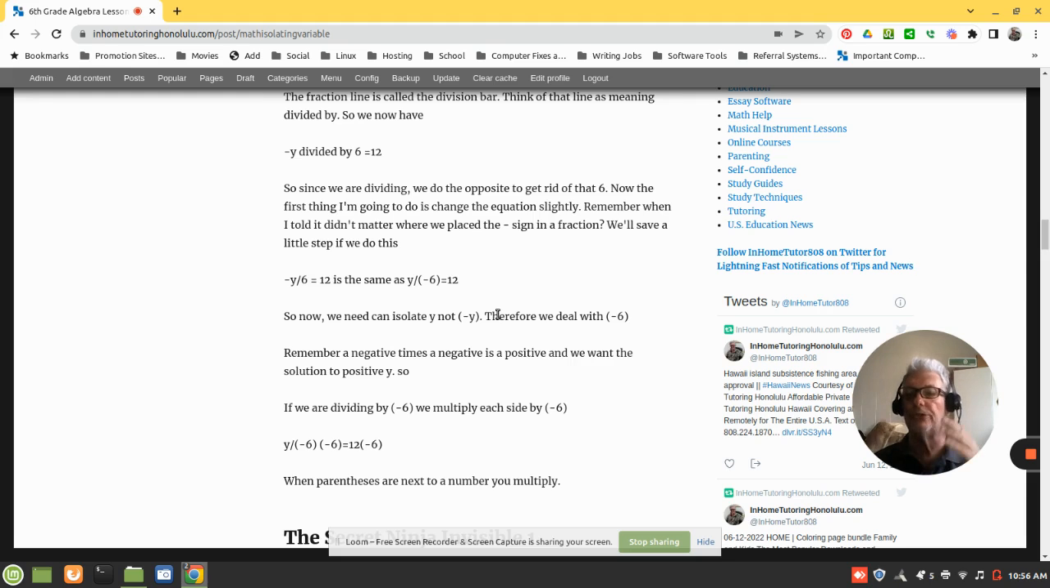So once again, we do the opposite. What is the opposite of division? Multiplication. Very good. So we're going to multiply negative 6 on each side of the equation to keep it balanced. So that will give us y divided by negative 6 times negative 6 equals 12 times negative 6.